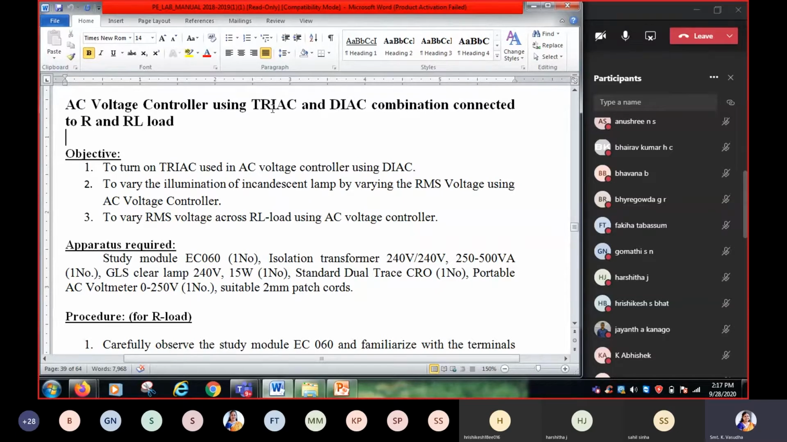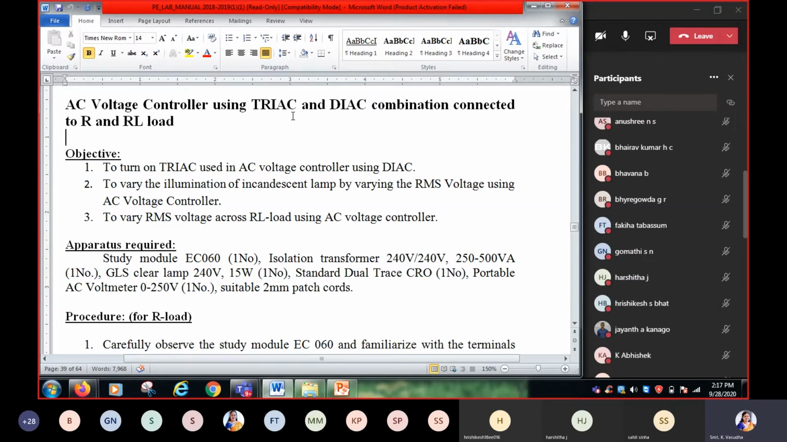And one more important question is, what is the full form of triac? What is the full form of diac? Triac full form is triode for alternating current. Triode in the sense three terminal element. Okay, triode for alternating current. Diac means diode for alternating current, that is the abbreviation for diac.